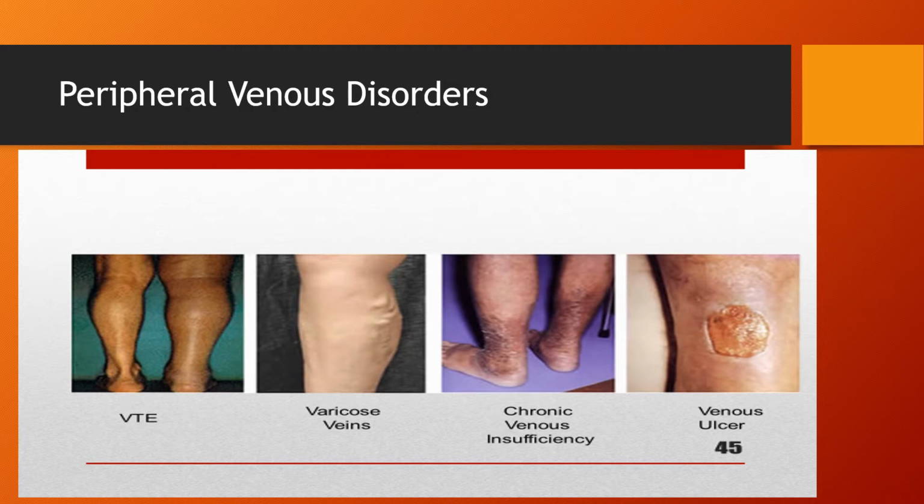So you see that discoloration, change in the texture of the skin. And then you have the venous ulcer. So the venous ulcer has this irregular shape. It's often like leathery-like skin surrounding the ulcer as well.